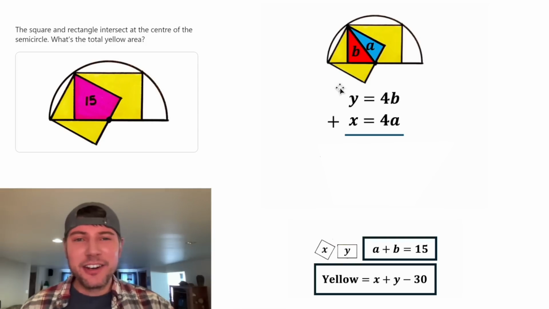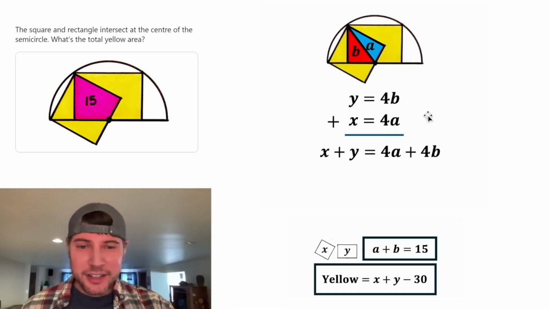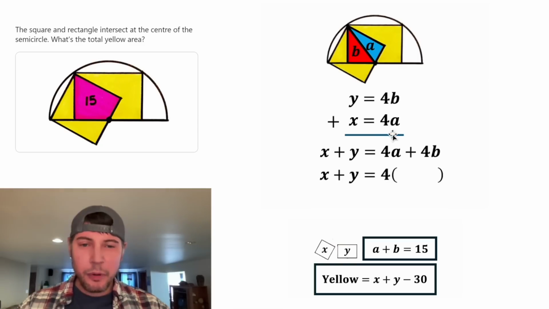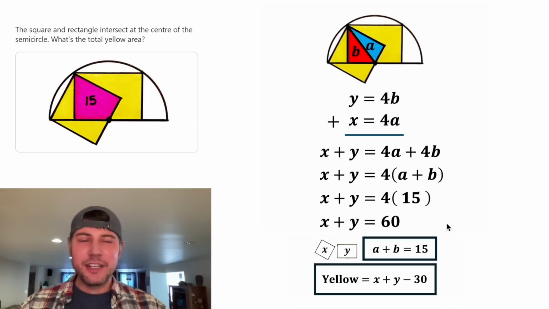So if we add these together and keep them in alphabetical order, we'll have X plus Y is equal to 4A plus 4B. On the right-hand side, both of these contain a 4, so let's factor out that 4. If we pull a 4 out of this, on the inside we'll have A plus B. And earlier we found out A plus B is equal to 15, so let's plug in 15 for A plus B. And 4 times 15 is equal to 60. So we've now figured out that X plus Y is equal to 60.